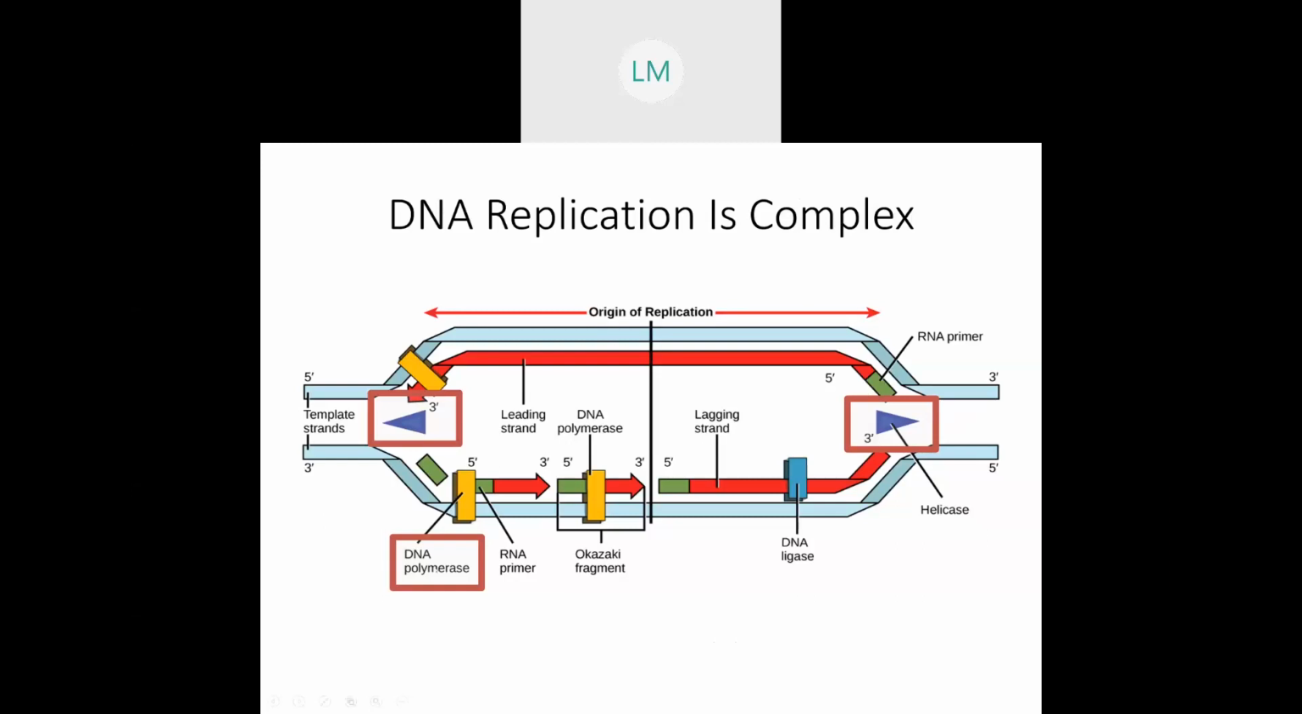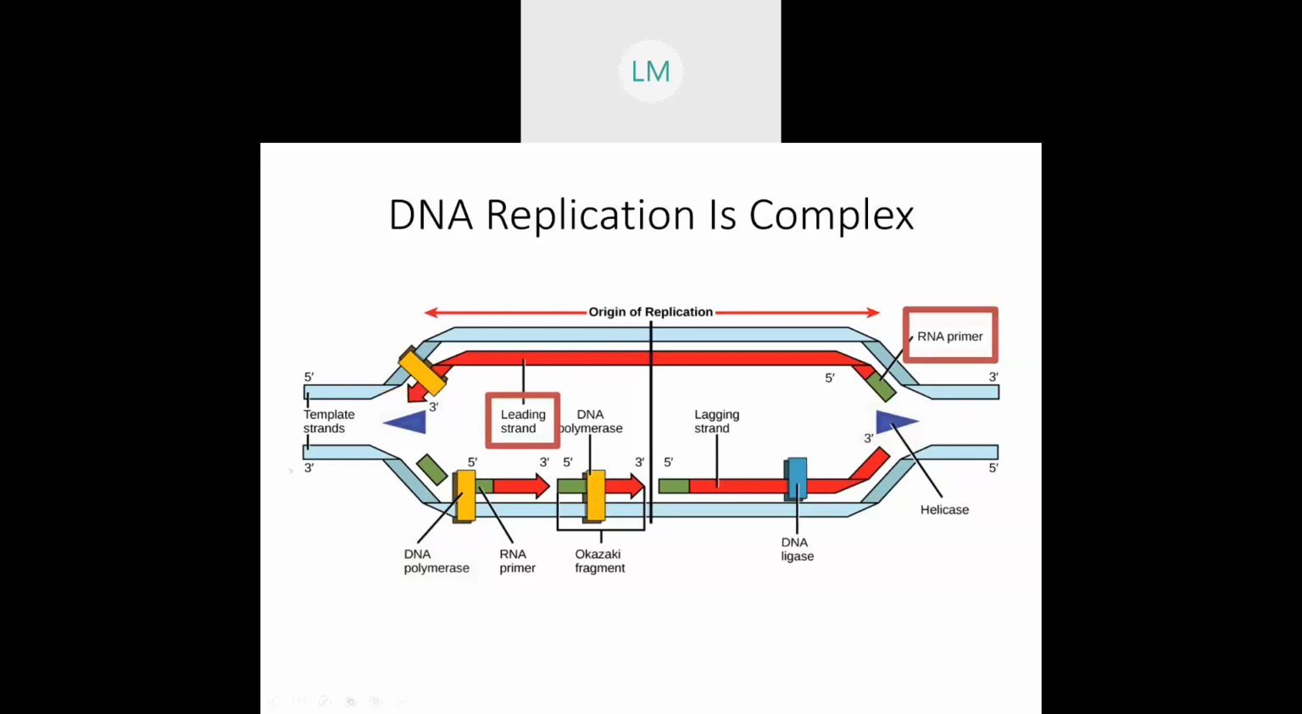And then we also have our DNA polymerase. So this yellow rectangle there, that's our DNA polymerase. And our DNA polymerase is the enzyme that is building nucleotides, adding nucleotides onto an existing strand. So things on this image that we haven't quite talked about yet, this is one of them.